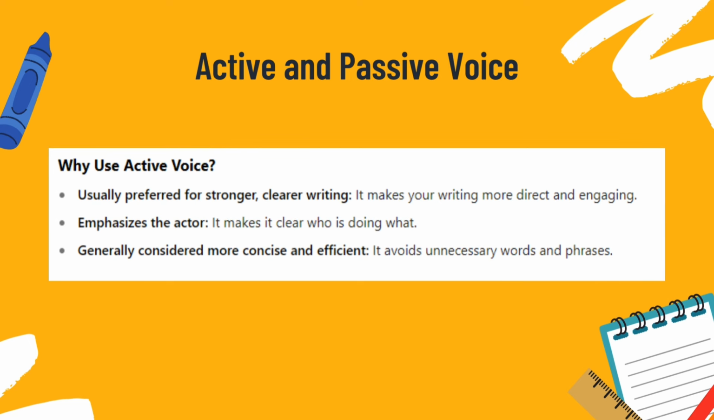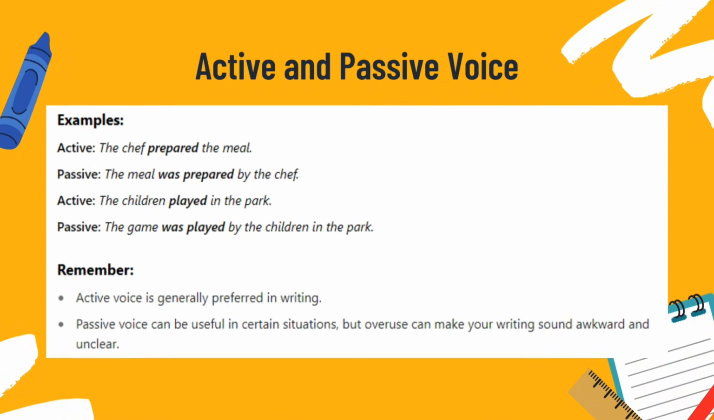Why do we use active voice? So usually preferred for a stronger, clearer writing. It makes your writing more direct and engaging. It emphasizes the actor. It makes it clear who is doing what. Generally considered more concise and efficient. It avoids unnecessary words and phrases. Okay, we have here some examples. So for the active voice, the chef prepared the meal.